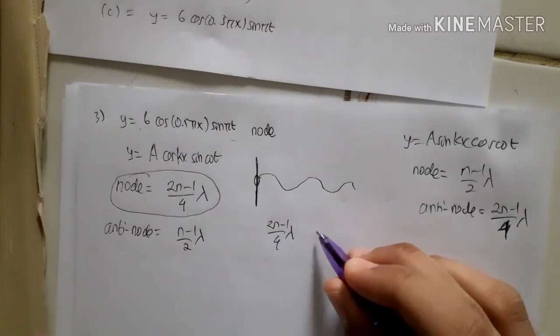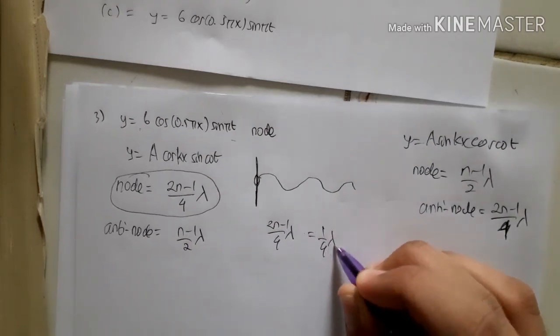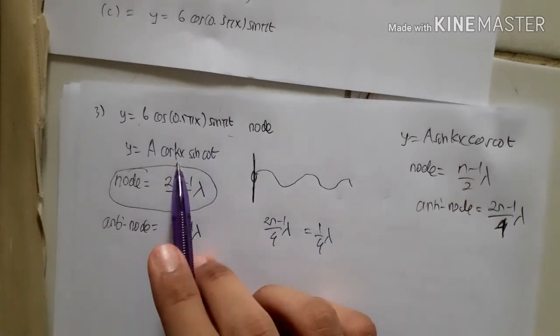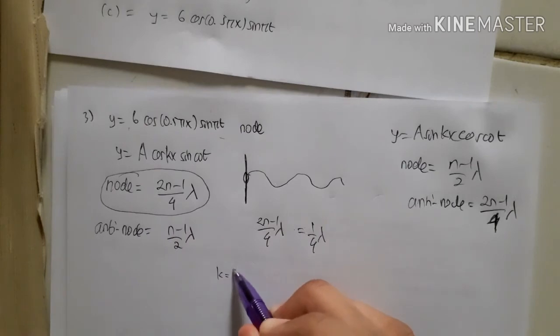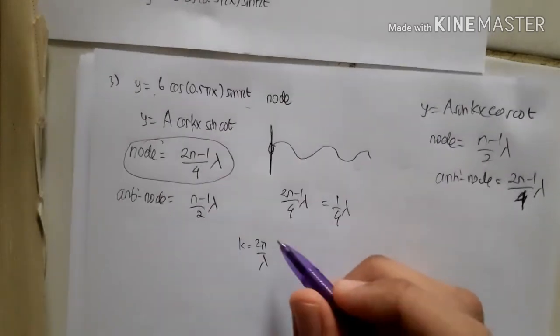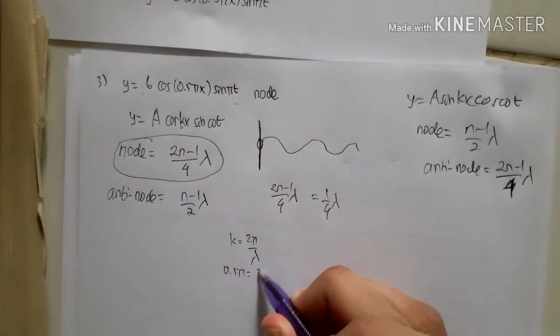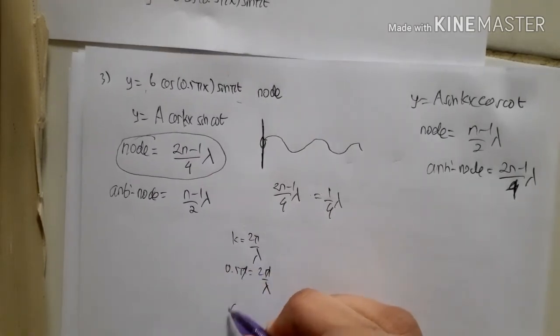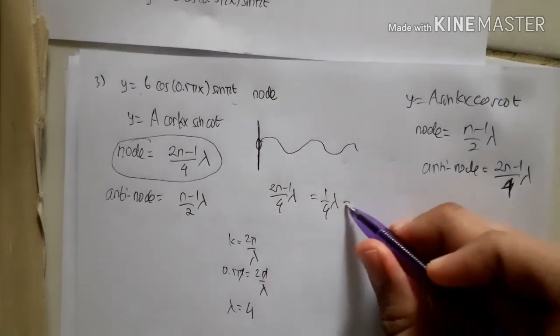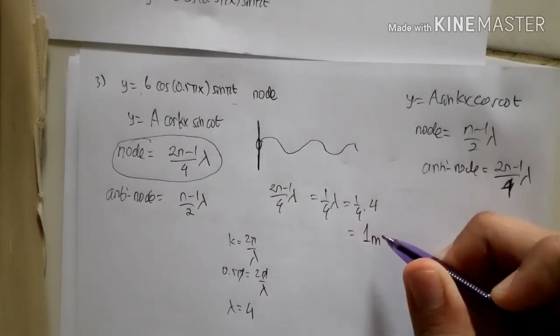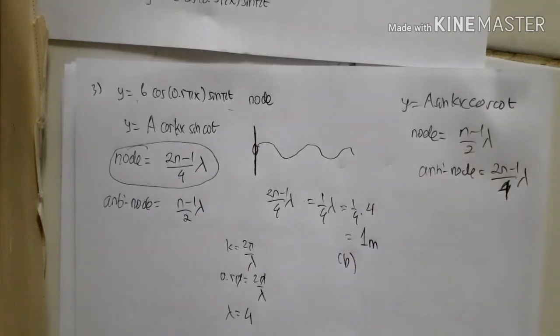So n is 1, that is 1/4 lambda, and we have to find lambda from this equation. You can see that k is 2 pi over lambda, and we have k here as 0.5 pi, so lambda is 4. So this is 1/4 times 4, which is 1 meter. The answer is option B. So that is for part 3.